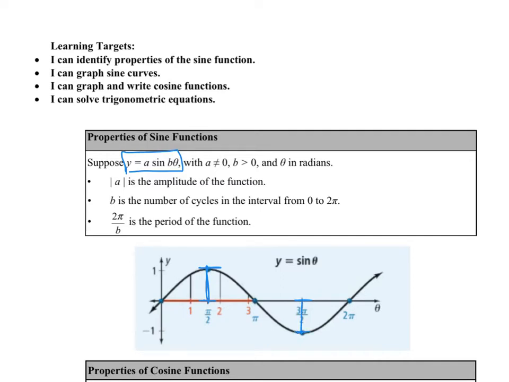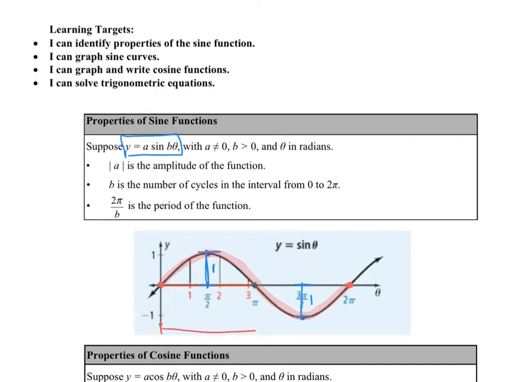For our regular sine function without any transformations, the amplitude is 1. B is going to be the number of cycles that occur between 0 and 2 pi. For our regular sine function without any transformations, one period begins, or one cycle begins at the origin, and then it has a hump that goes up, a hump that goes down, and back to the x-axis, and the period is the length of one cycle, 2 pi.